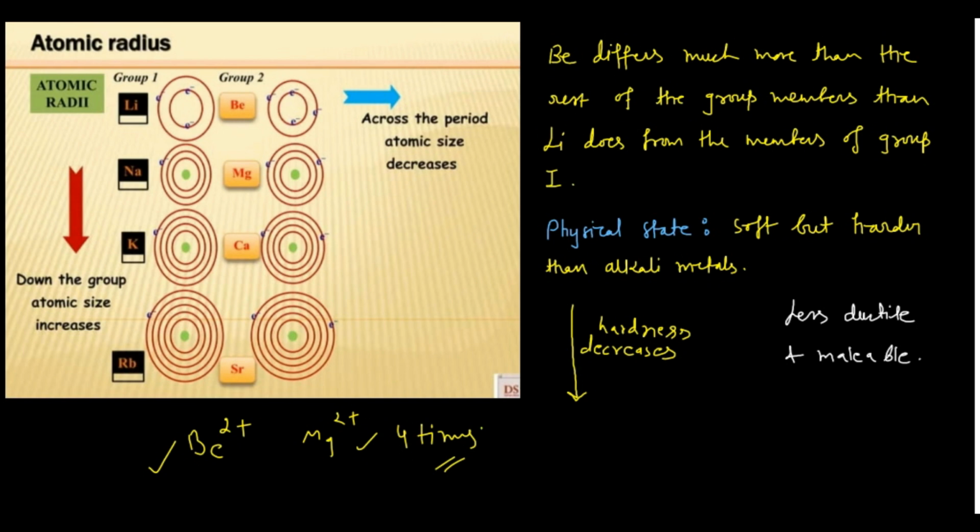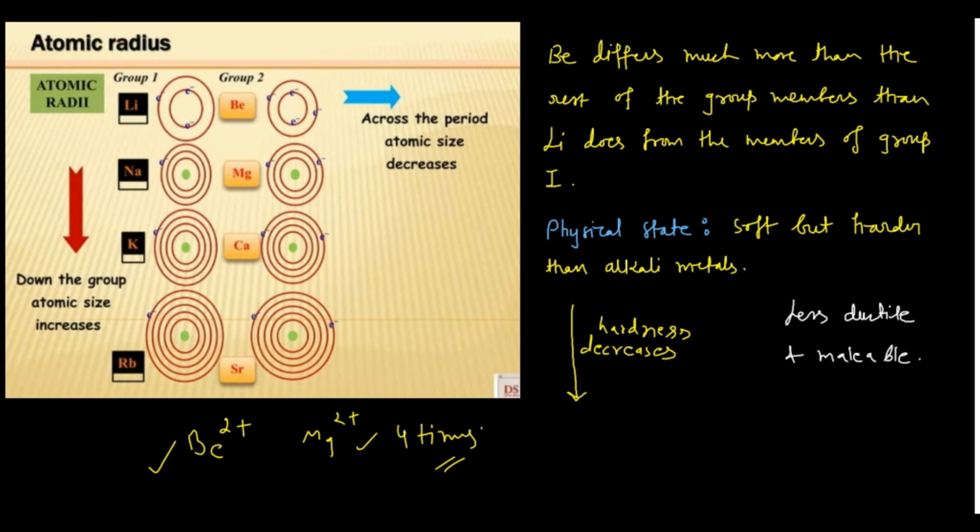Like you can see, lithium shows a diagonal relationship with magnesium, and beryllium shows a diagonal relationship with aluminium. We'll discuss the diagonal relationship if time permits. These things are very important. Whatever I have explained is equally true for atomic radii also. Then we can move further and go through the physical state, how they actually look. Physical state is rather important.